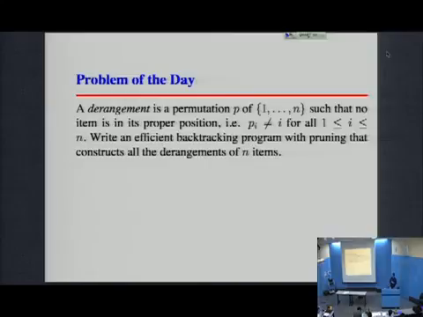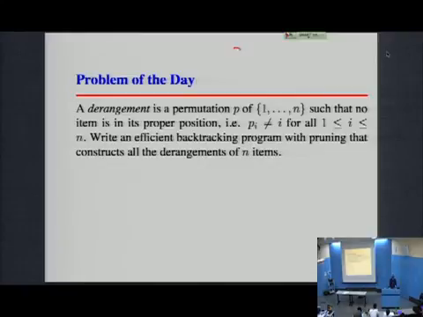And for this, I turn to the problem of the day. The problem of the day says that you want to find out what a derangement is. What is a derangement? I always love that word, actually. A derangement is a permutation such that no item is in its proper position. What is a derangement on 4 items? Okay, let's think about it.